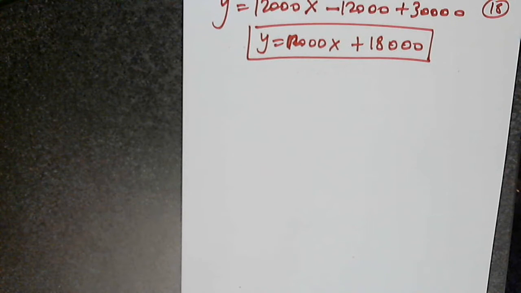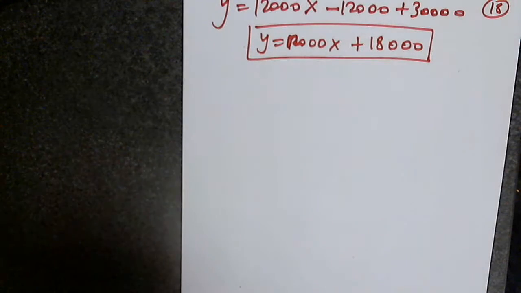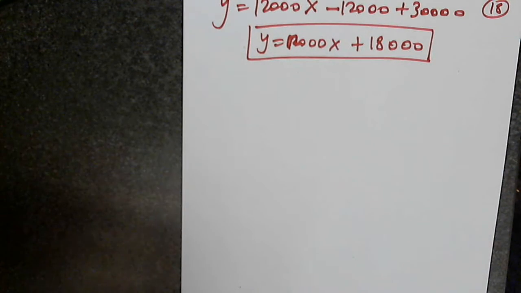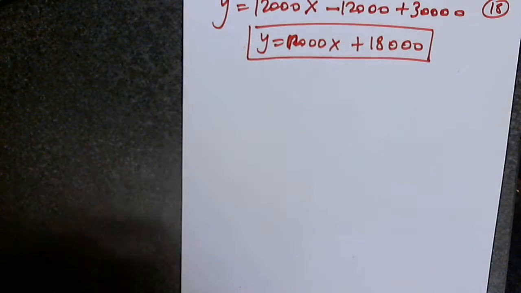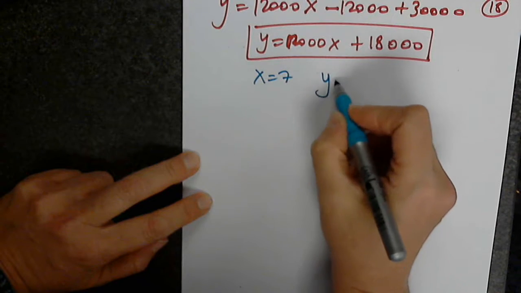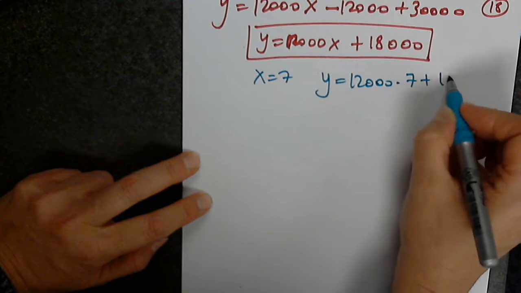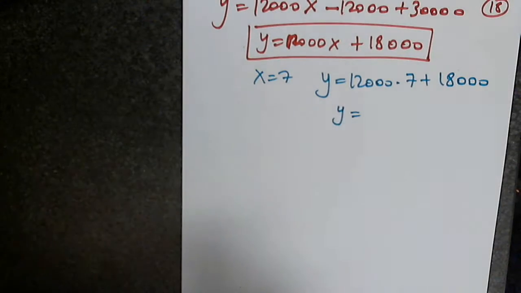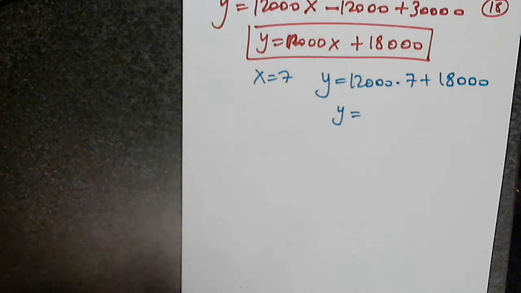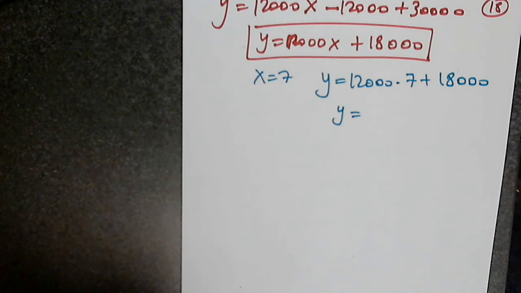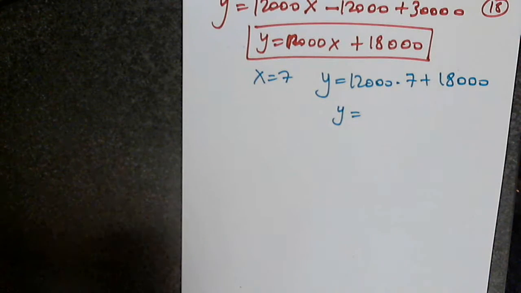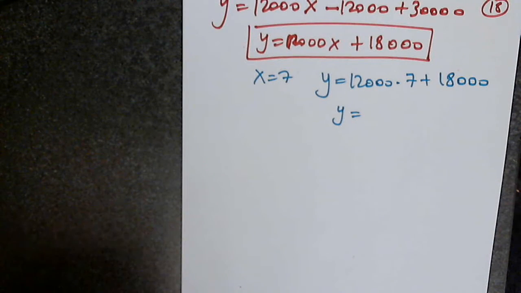Use this equation to predict the profit at the end of 7 years. What do I do now? Okay, x equals 7, so y equals 12,000 times 7 plus 18,000. How much is that? That's 84 plus 18. Is it 102? Very good.